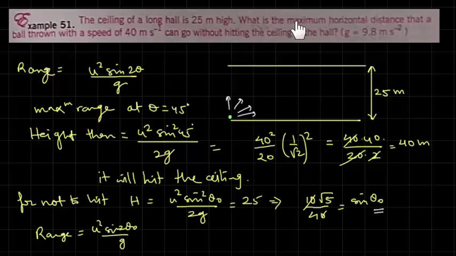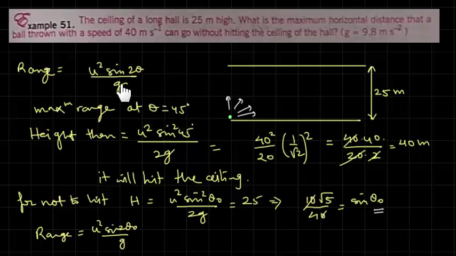Now the question is, what is the maximum horizontal distance that the ball can be thrown with a speed of 40 meters per second? We already know that a ball is thrown to maximum distance when it is at 45 degrees. But when it is thrown at 45 degrees, it might hit the ceiling. First let us see what happens at theta equal to 45 degrees. If at 45 degrees its maximum height is less than 25 meters, then the maximum range covered will be the range at theta equal to 45 degrees.